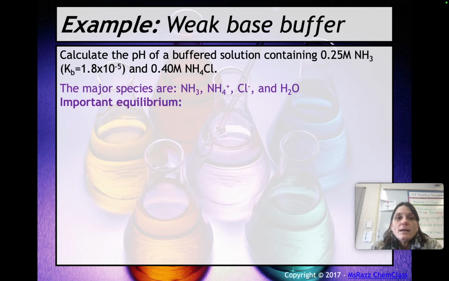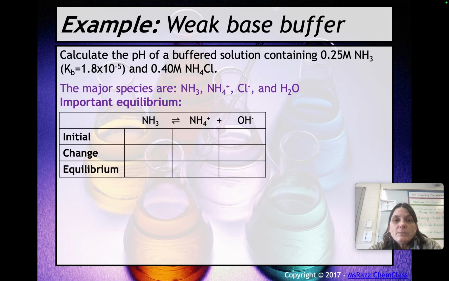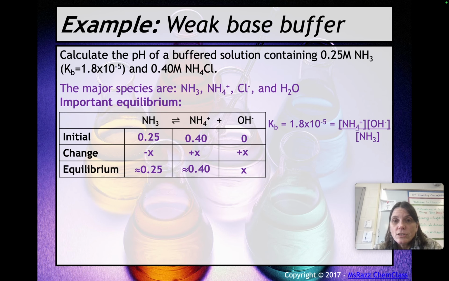Okay, here's our equilibrium system. We have NH3 yields reversibly NH4 plus OH minus. Don't forget, we're adding water in there, okay, in order to make it all work out. So NH3 is acting as a base. Here's our initial conditions. Minus x, like normal. When we solve for x this time, it's going to give us our pOH.